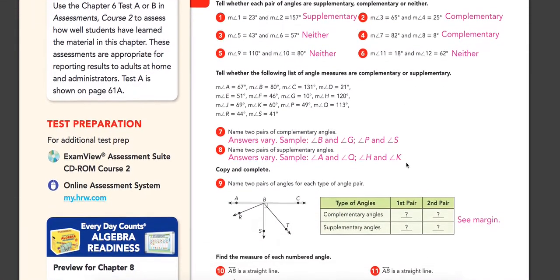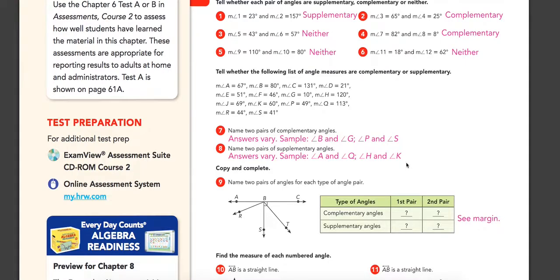Numbers 7 and 8. So for 7, we had to find two pairs of complementary angles. So we have angles B and G and angle P and S. Let's get another one here. Let's say angle R. If you wrote angle R and angle F, they equal 90 degrees. So, and there's other ones, let me know.